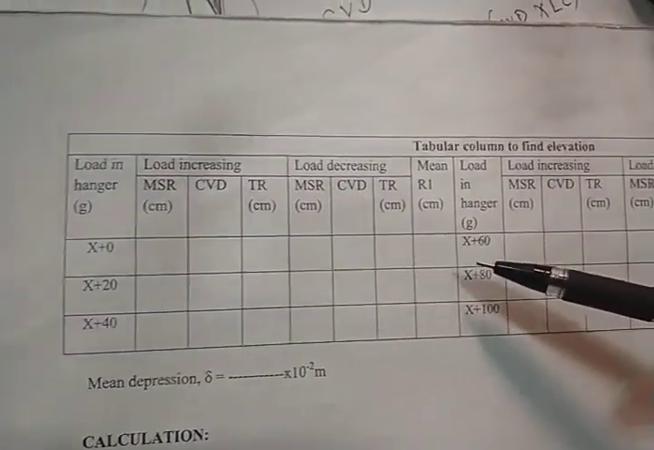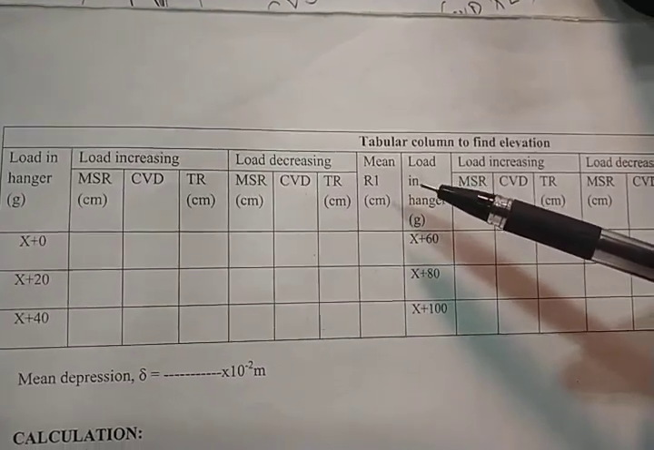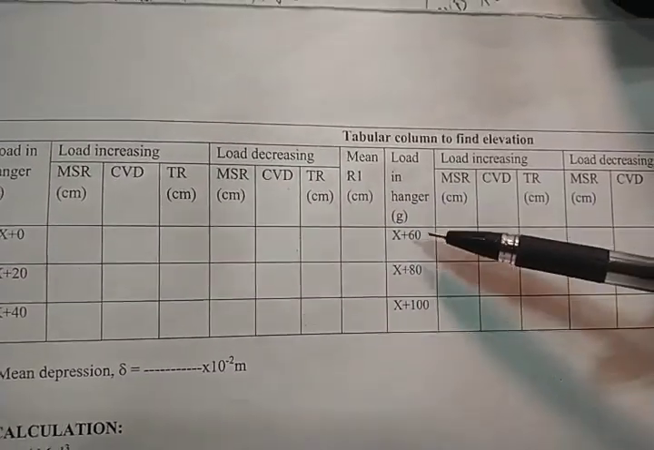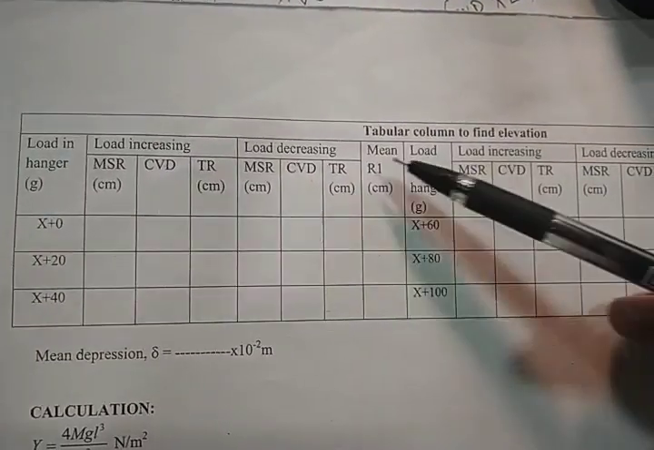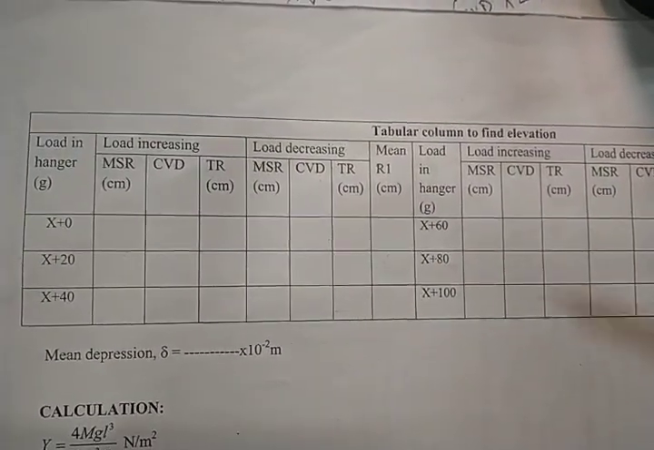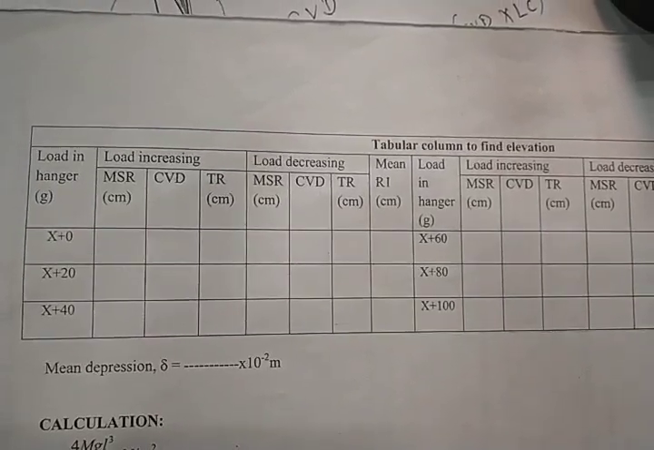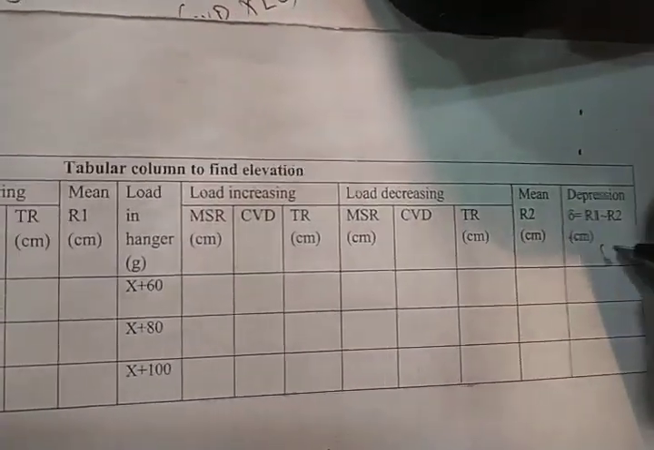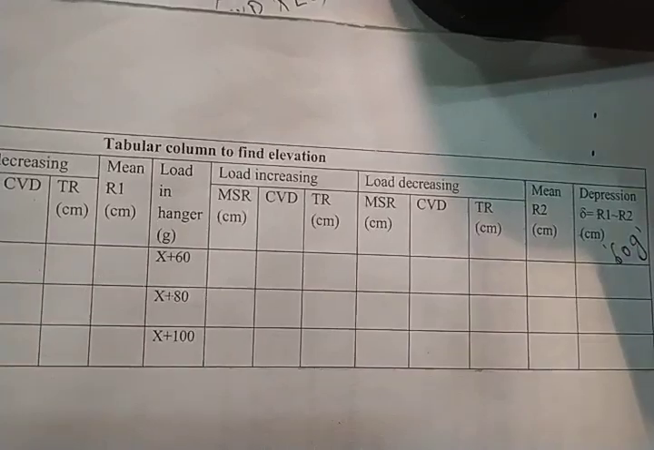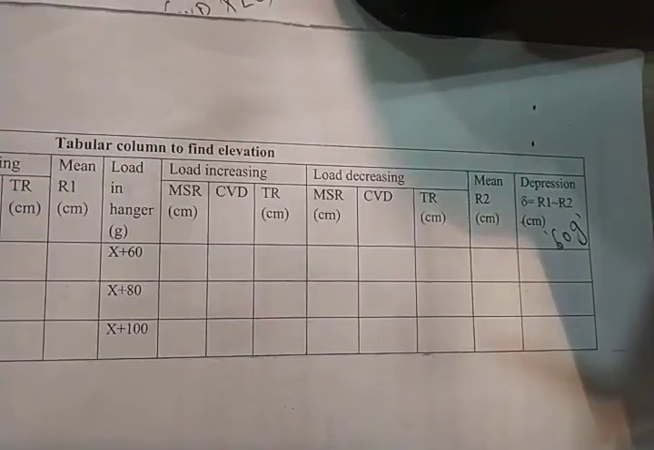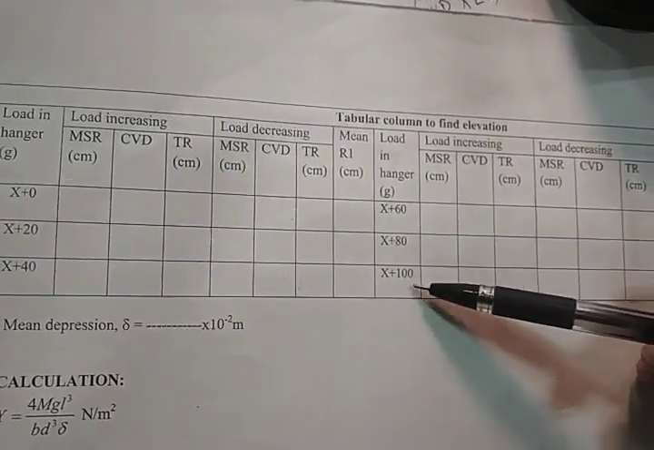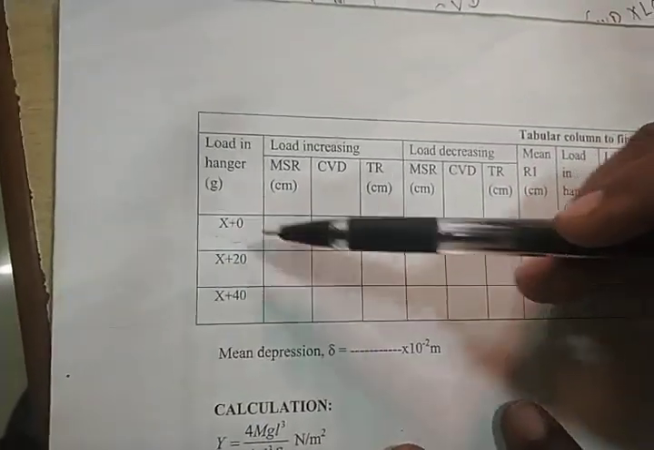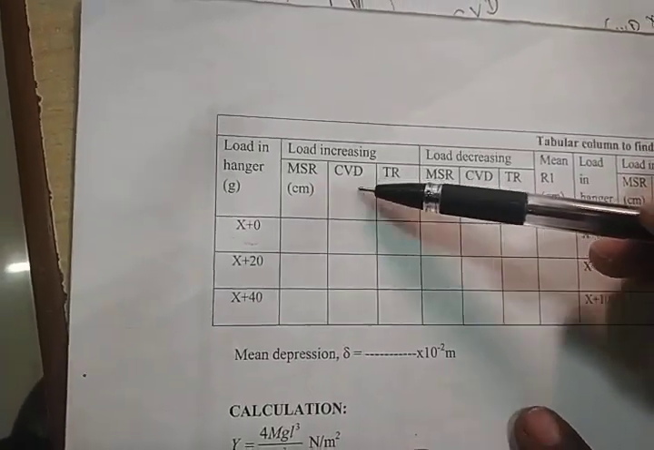Now we are modifying this tabulation in such a way that we are not writing the load values continuously. We are separating them just for our calculation purpose, and we are finding the amount of depression for a mass of 60. That is the main idea of why we are modifying this tabular column. In the next part we are mentioning 60, 80 and 100. Here, for a single load, we are calculating the value of MSR and CVD twice.